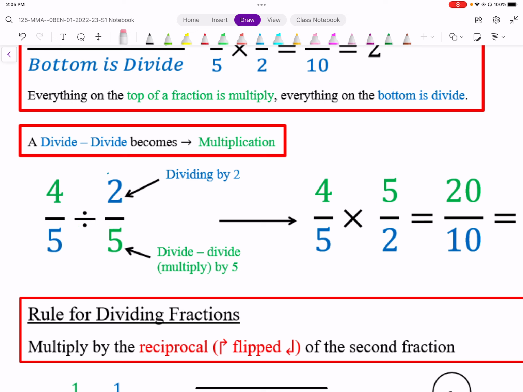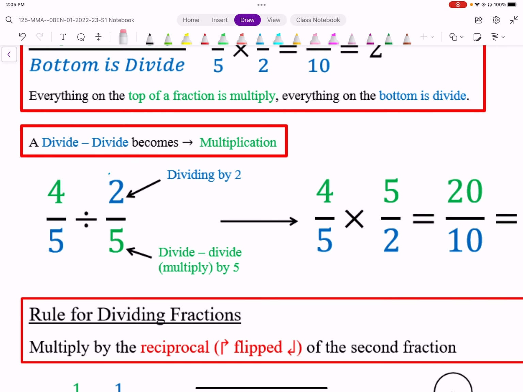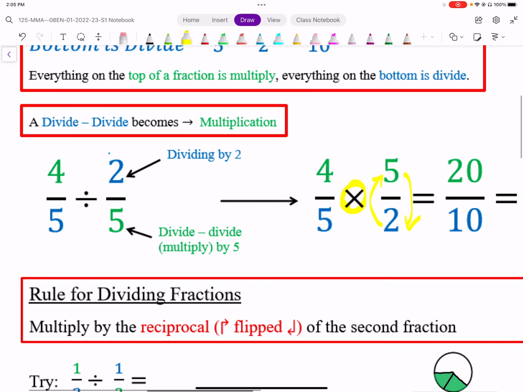Another way we can think of this, and we can use this rule, is instead of dividing, we're going to do the opposite. We're going to do multiplication. And if we're going to do the opposite, we need to balance it off with another opposite, and that is this flipping of the fraction, what we call the reciprocal. So dividing is the same as multiplying by the reciprocal. This is a rule that we're going to use. We're going to multiply by the reciprocal. So change the divide to times and flip the second fraction.